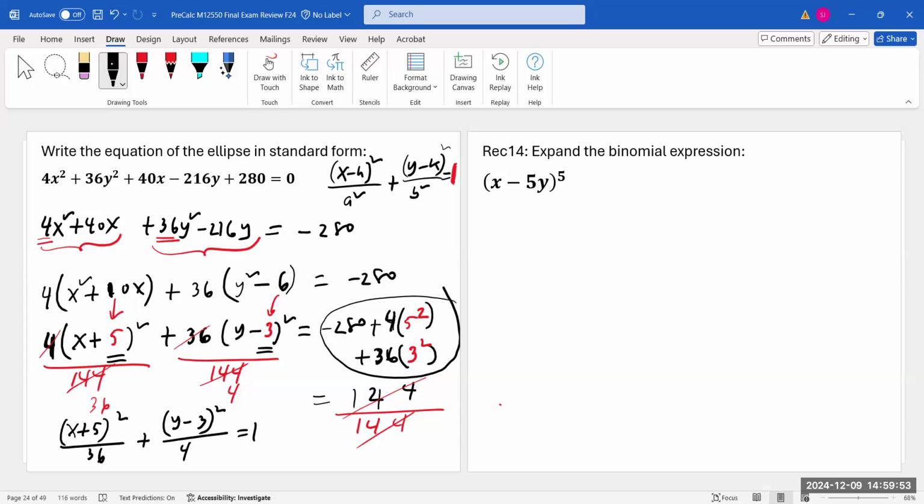Now they will ask for h and k. H and k means it's the opposite of whatever we have here. So your h is the opposite of 5, which is negative 5, and your k is the opposite of negative 3, which will give you 3. So h, k, and the formula. You need to do all 3. Clear?